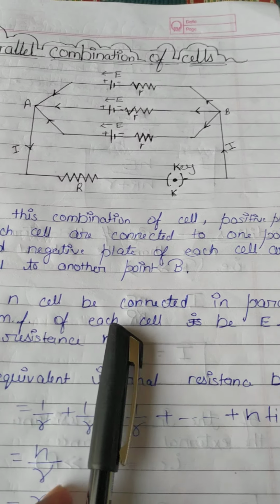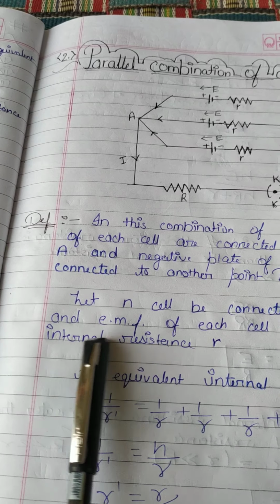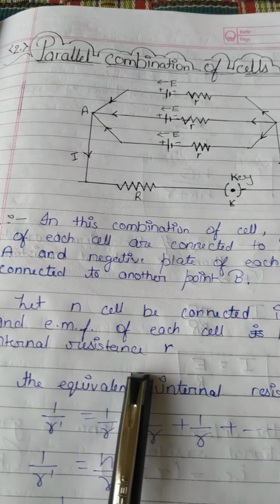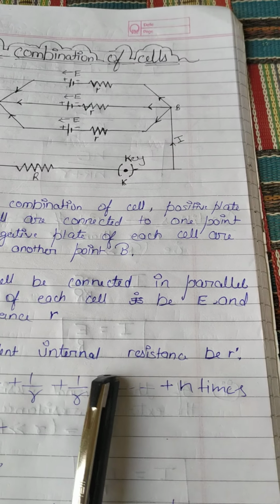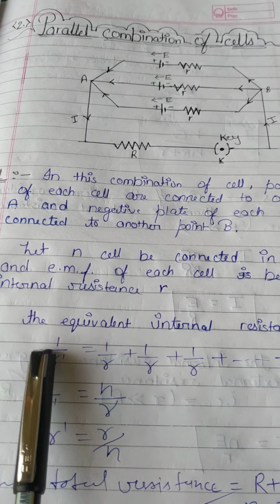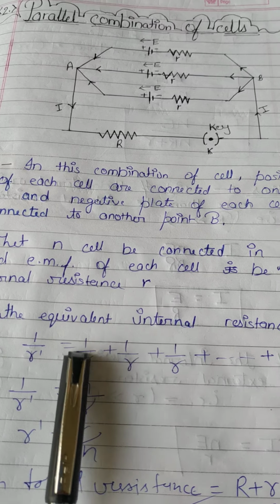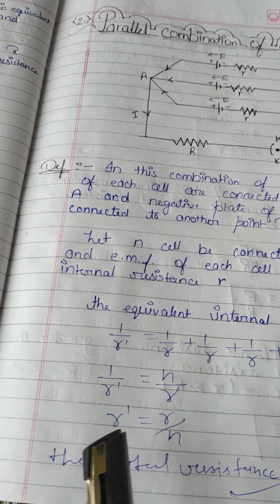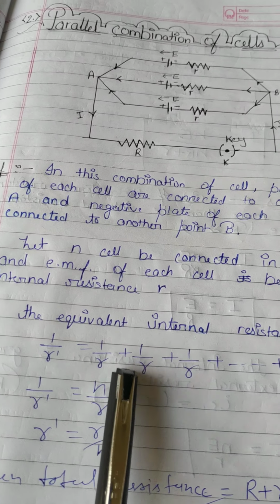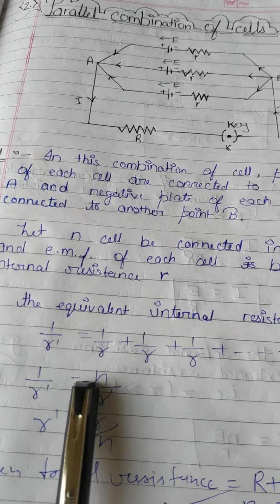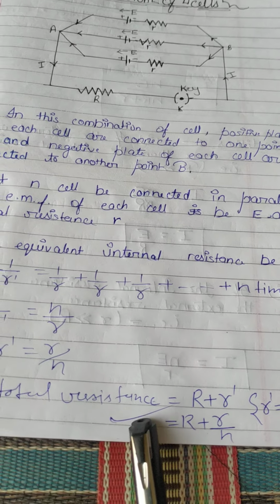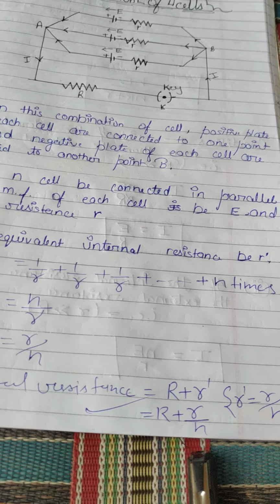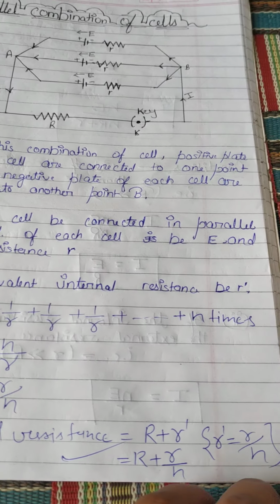Let n cells be connected in parallel, with EMF of each cell capital E and internal resistance small r. Let the equivalent internal resistance be r'. 1 upon r' equals 1 upon r plus 1 upon r plus ... n times. 1 upon r' equals n upon r, that is r' equals r by n. Total resistance, external plus internal, is R plus r by n.